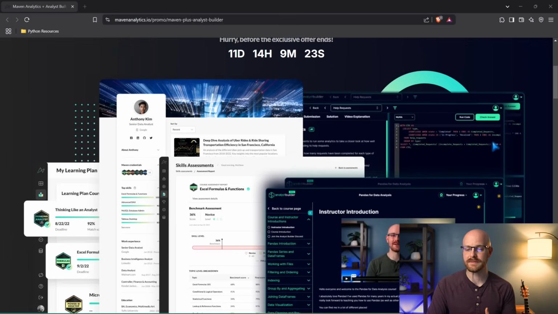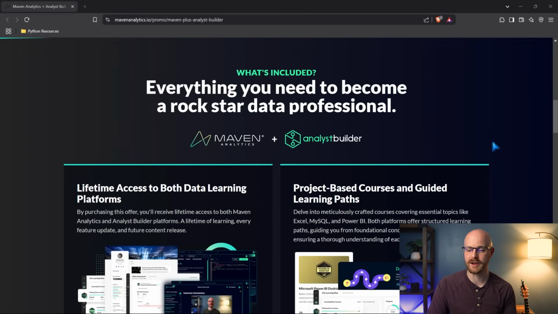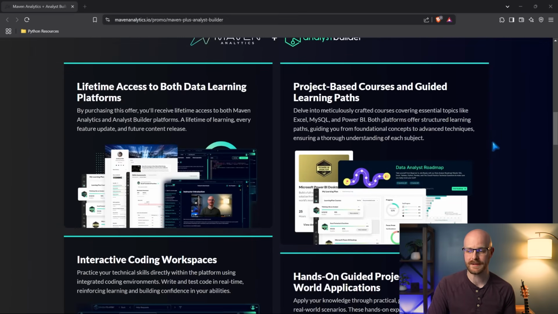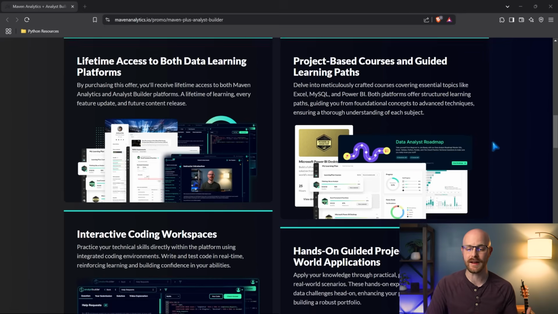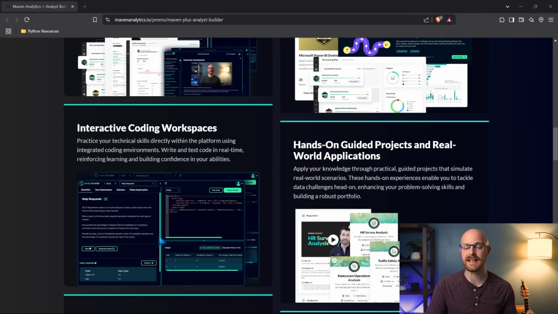As we scroll down, we'll see some different stuff as well as what you're going to be getting in both of these platforms. What Maven Analytics really excels in is their courses. They have a ton of courses, a lot more than Analyst Builder. But what Analyst Builder has is integrated coding workspaces where you can practice and code within the platform. And so with this lifetime membership, you're getting the best of both worlds. You get access to a ton of courses, as well as my courses, and a coding platform to really practice and make sure you know your stuff.